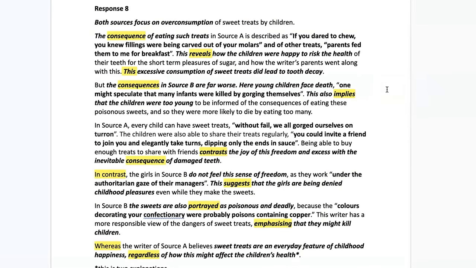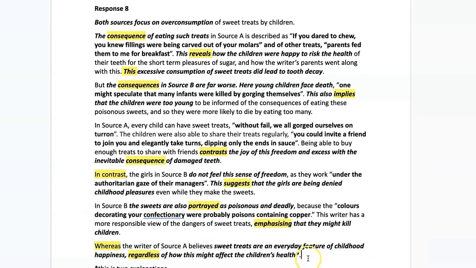Now, if we jump ahead to a 14-mark answer, that would be a grade 9, we can see the student has a very slightly different technique. So here we have one paragraph about source A, and then one paragraph about source B. Next, another paragraph about source A, and then a contrast about source B. This is also about source B, and then this is a contrast from source A.